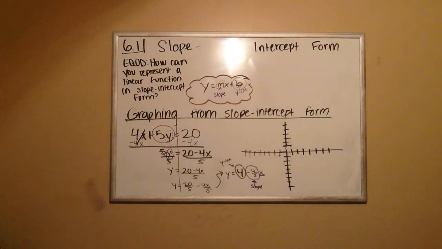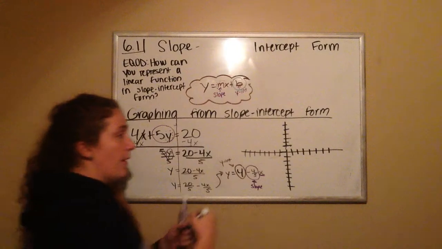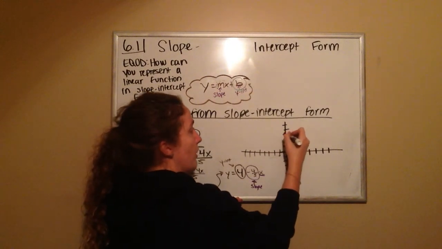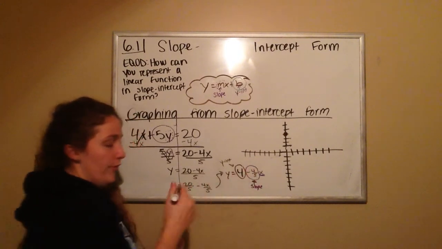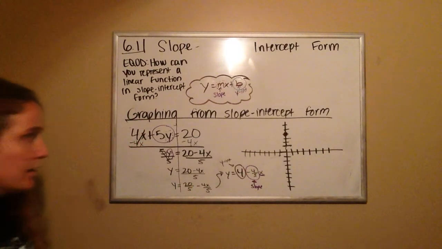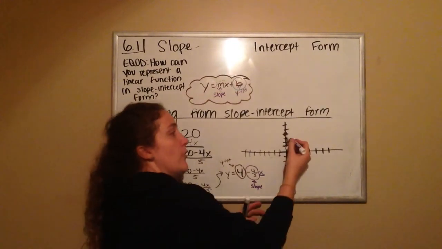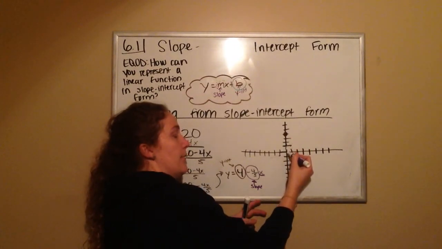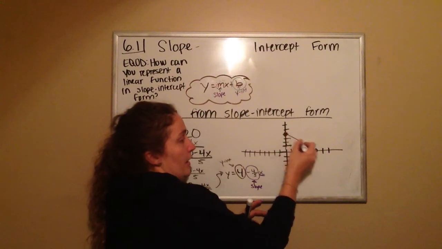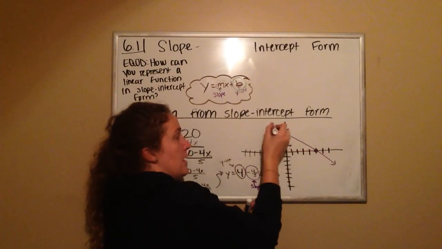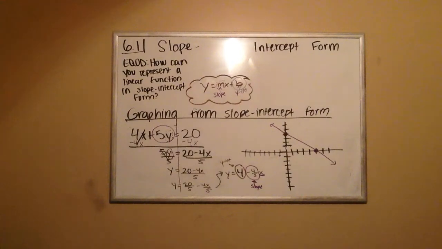When we graph that, first thing we always graph is our y-intercept. We go on our y-axis to our y-intercept of 4: 1, 2, 3, 4. We put a dot right there. And our slope is negative 4 over 5. So rise over run. So our rise is negative 4: 1, 2, 3, 4. And our run is 5: 1, 2, 3, 4, 5. And we're going to connect those with a straight line. That's our graph of our linear function represented by this equation.